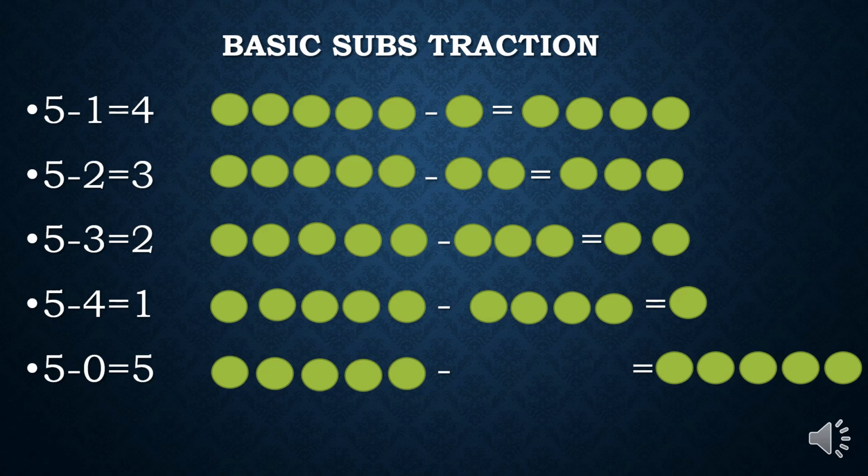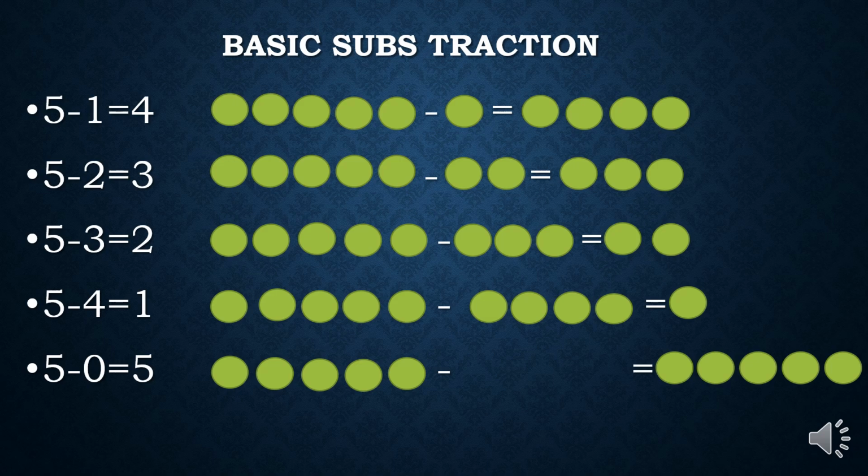5 minus 4 is equal to 1. 1 circle, second circle, third circle, fourth circle, fifth circle, minus 4 circles is equal to 1.